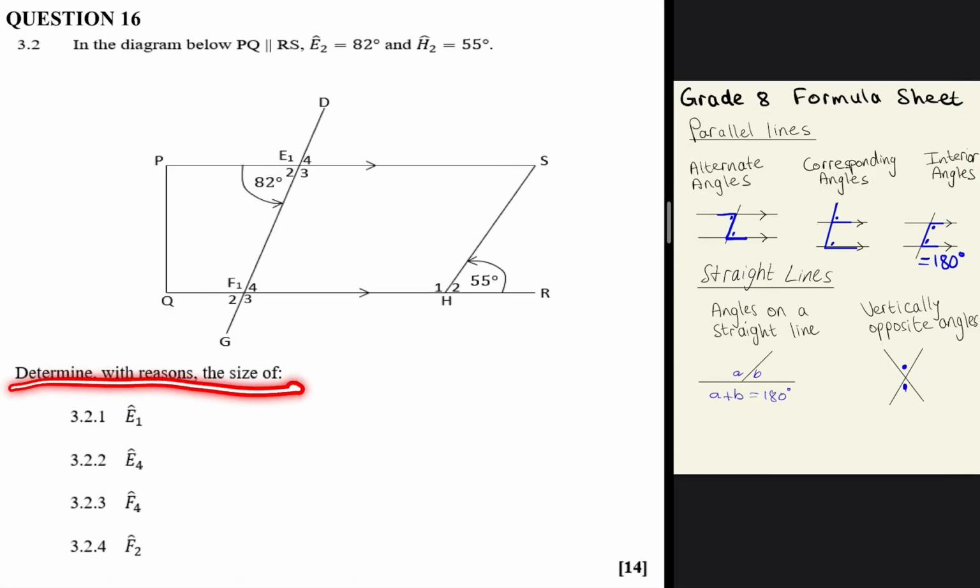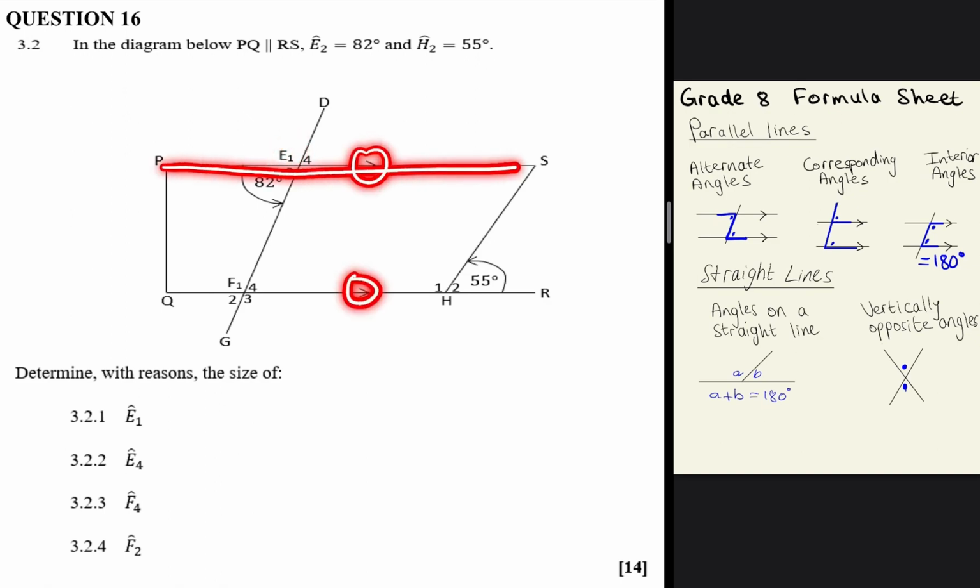Right, so they say determine with reasons the following sizes of these angles. So let's see, where's angle E1? There's angle E1, but just again, if you see the two arrows, like the previous questions, you know that line PS is parallel to line QR. That's what the two arrows represent, that the two lines are parallel to each other. Just keep that in mind for later.